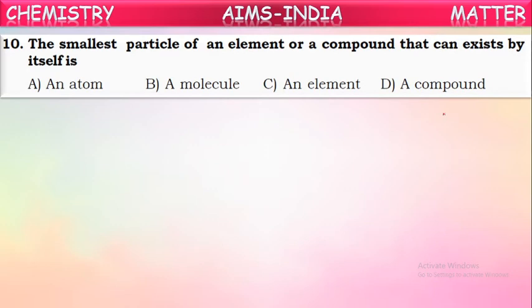The smallest particle of an element or a compound that can exist by itself is... It is told here not exactly element, either element or compound. So for an element or compound, the smallest particle that can exist independently is called a molecule, because compounds are formed by the combination of two or more elements in a fixed ratio.